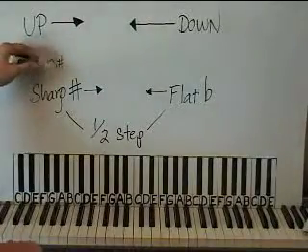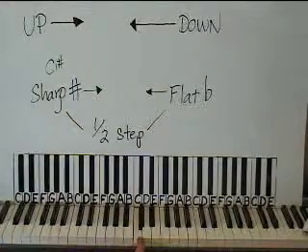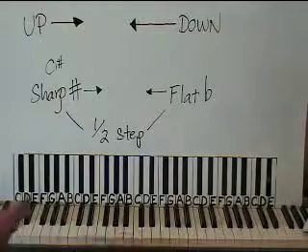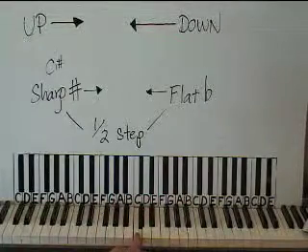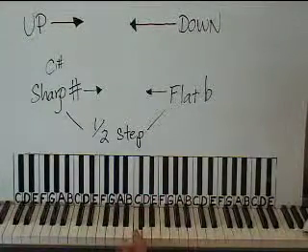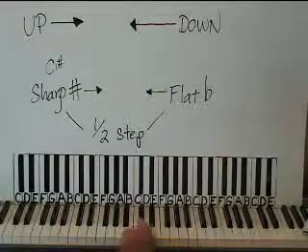what would you do? Here's a C. If I said C sharp, we're going to go this way a half step. So you wouldn't go to this black key, that's too far. We're going to go to the very next one, whether black or white.